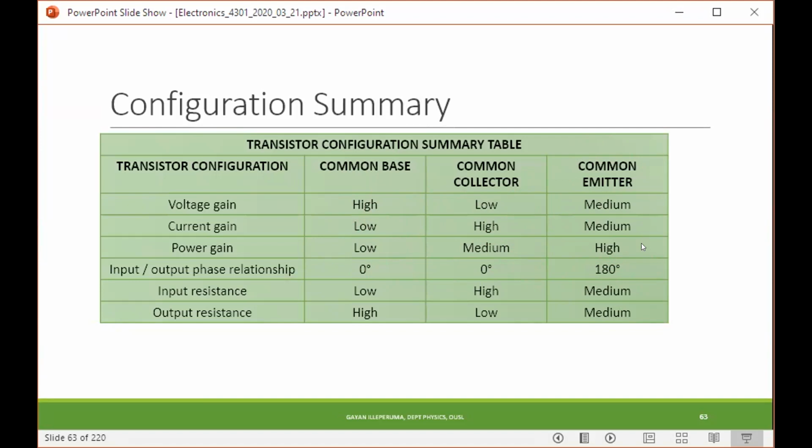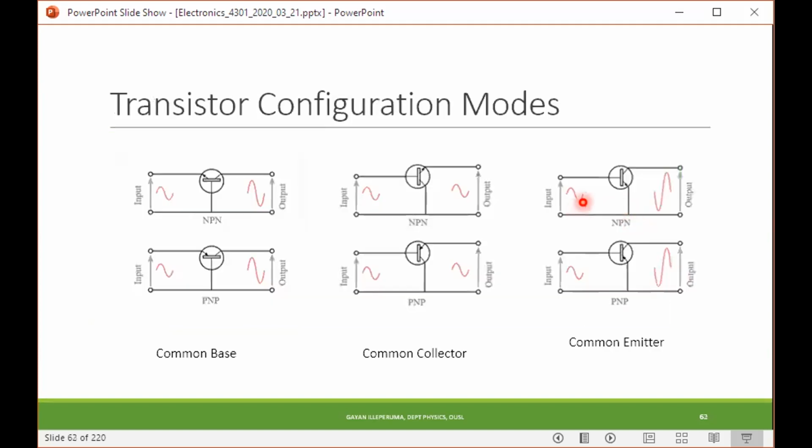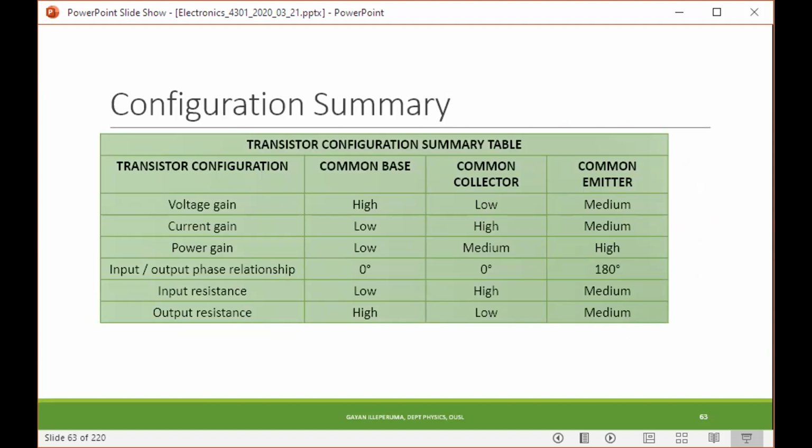Common emitter is the one that has the highest power gain because it amplifies both current and the voltage. So that is why in most cases, you will see this common emitter configuration is used. So it has a higher gain. However, it has this particular flaw. The problem is it will change the phase of your input signal. But other than that, you have a very good amplification for this configuration.